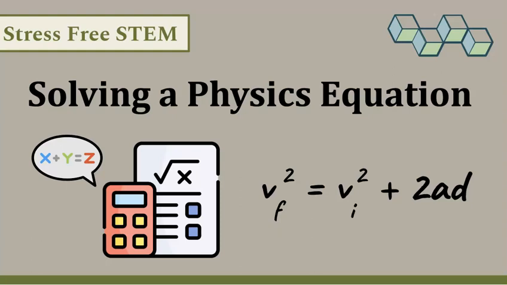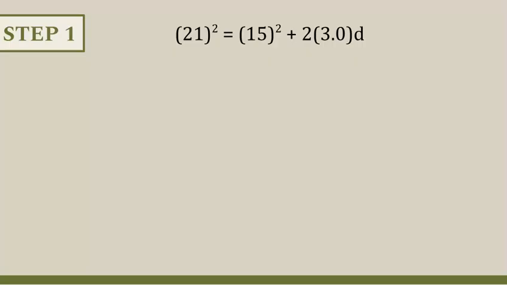Hi everyone. In this video, I'm going to go over how to solve a physics equation, and the equation that I'm using is v final squared equals v initial squared plus 2ad. So I'm going to start from the point where you already have your numbers plugged in.